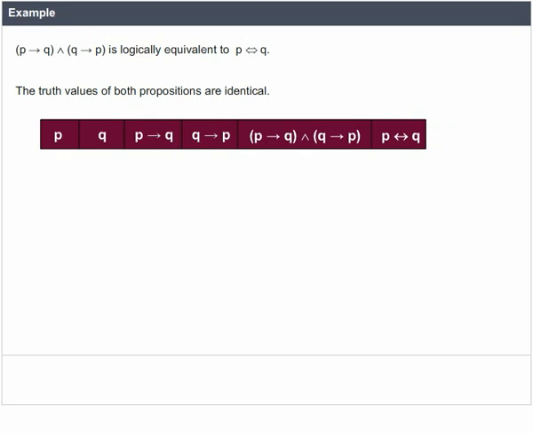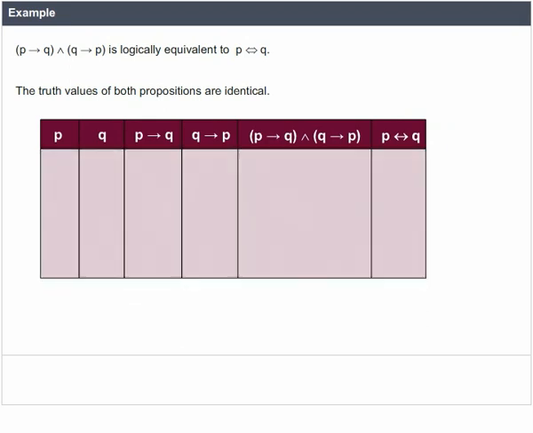We're going to see the table row by row. First row: T, T, T, T, T, and then T. Second row: T, F, F, T, F, F. Third row: F, T, T, F, F, F. Fourth row: F, F, T, T, T, then T.